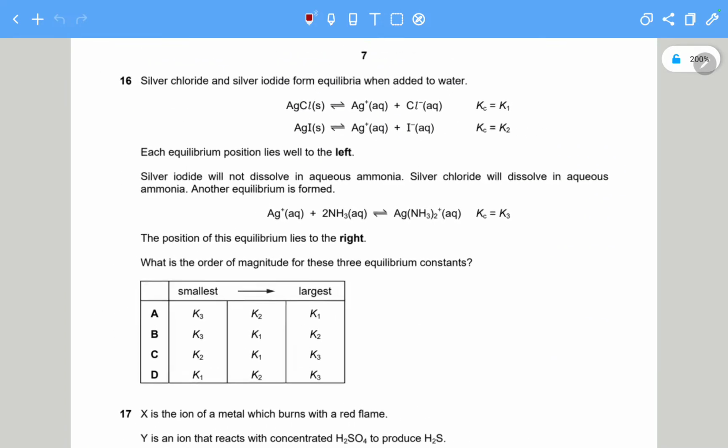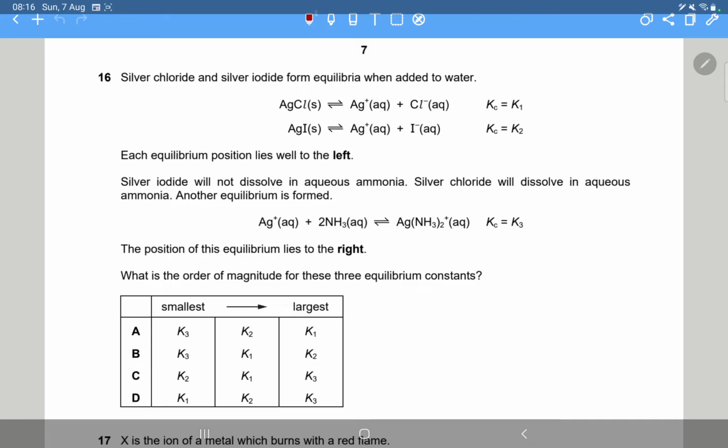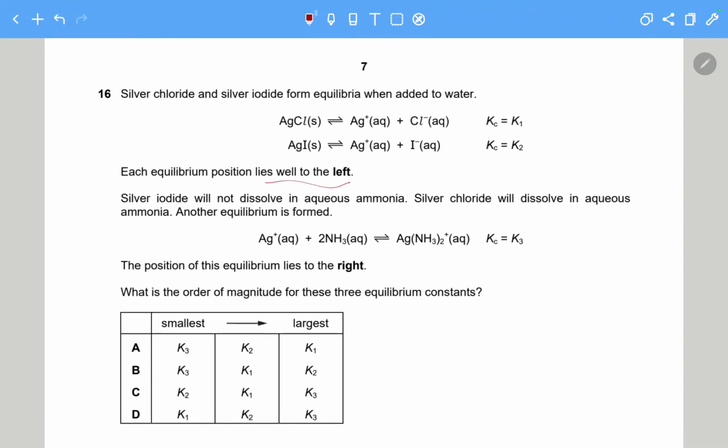So we move on to question 16. Silver chloride and silver iodide form equilibria when added to water. So they've given the Kc is equal to K1 for this one and K2 for the other one. Each equilibrium position lies well to the left, which is why you see the precipitates. These silver halides are essentially insoluble. Silver iodide will not dissolve in aqueous ammonia. Silver chloride will dissolve in aqueous ammonia. Another equilibrium is formed, so they've given you this equilibrium. The position of this equilibrium lies to the right. What is the order of magnitude for these equilibrium constants?